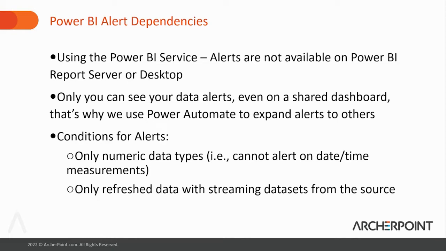The conditions for using the alerts are they only work on numeric data types, so it can't be set on a date or time measurement. And they can only be set on certain tiles, like a numeric tile or a gauge tile. They also only work with refreshed data coming from streaming data sets. So you must link that to a live data set, such as in our example today, I have mine pointed at a Business Central database. And so that doesn't work if you're uploading a spreadsheet or doing any kind of other upload where the information isn't updated live.